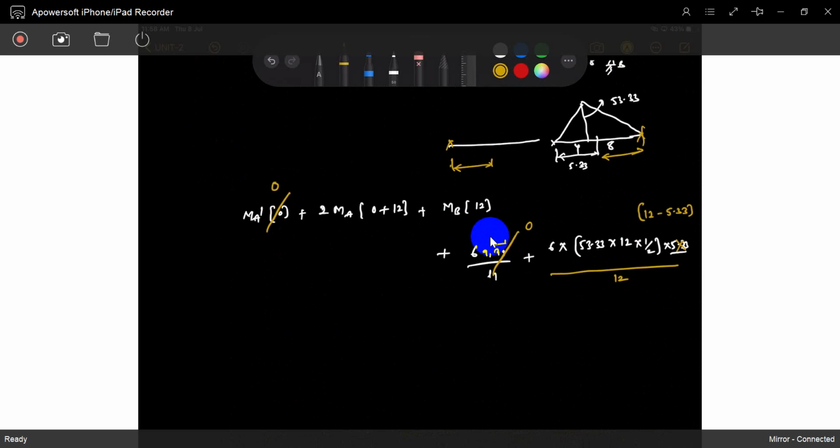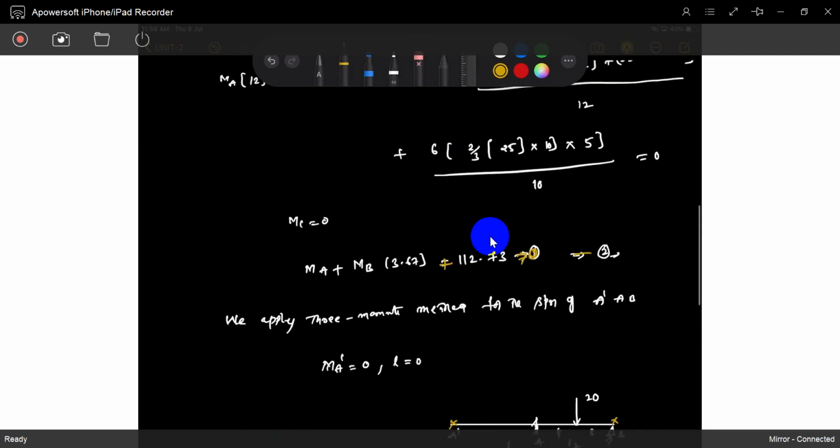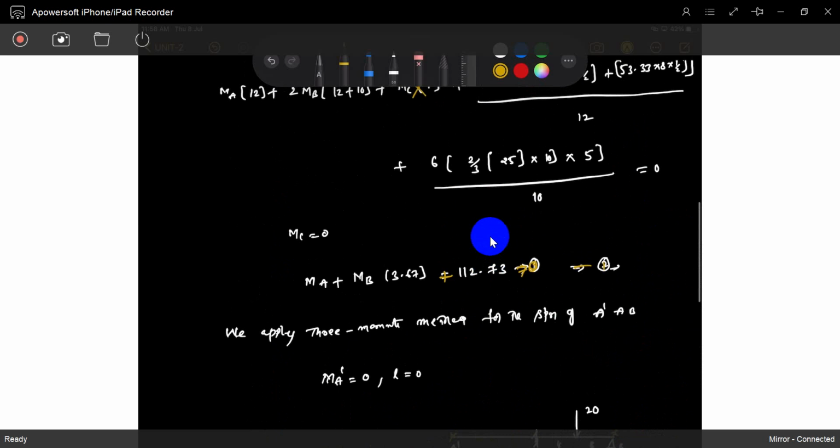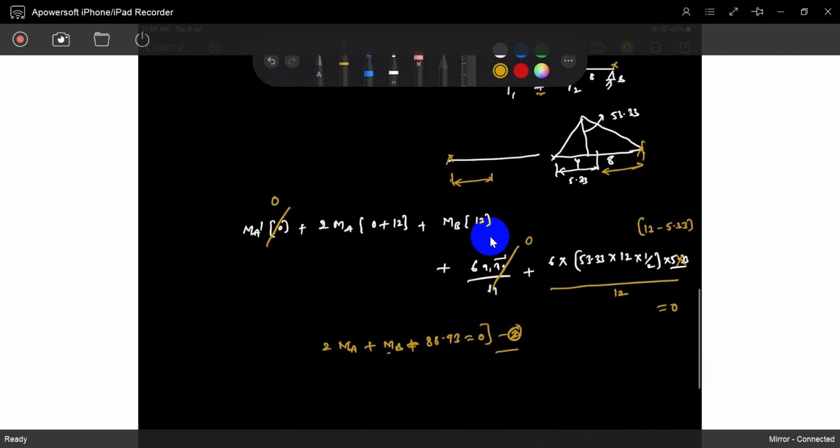Now what is the equation? Equal to 0. What equation will we get? Again in terms of MA and MB. What is that equation? See, 2MA plus MB plus 88.93 is equal to 0. This is the first equation, and you will get the second equation. So two equations, two unknowns. You can solve it now.